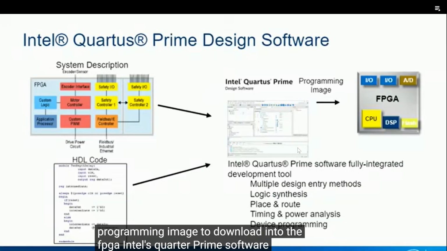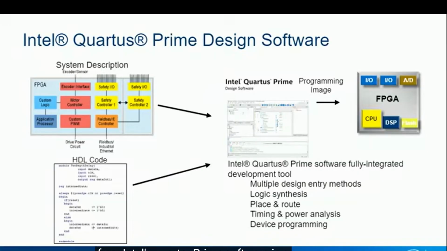Intel's Quartus Prime software is a fully integrated development tool that completely supports the design methodology described in the previous slides. It provides the usability and flexibility to create, optimize, and verify an FPGA or CPLD design from start to finish entirely in the Intel Quartus Prime software environment without the need to purchase any other tools. The software provides a number of different ways to create a design and includes advanced synthesis and place and route engines to implement the design in a device.